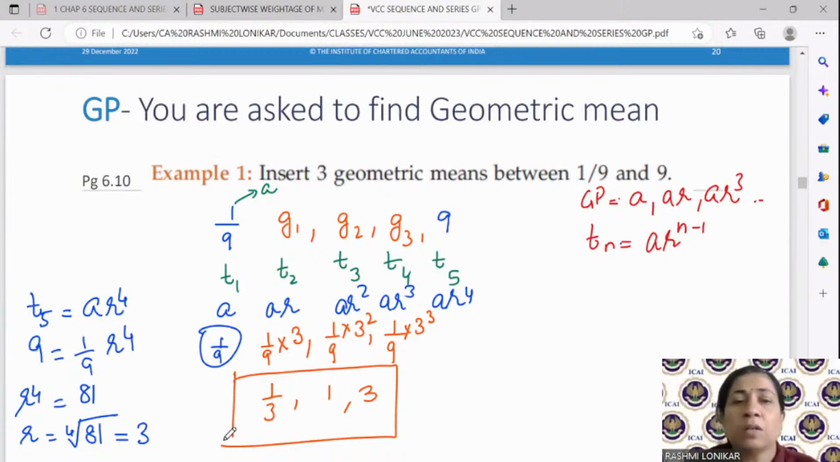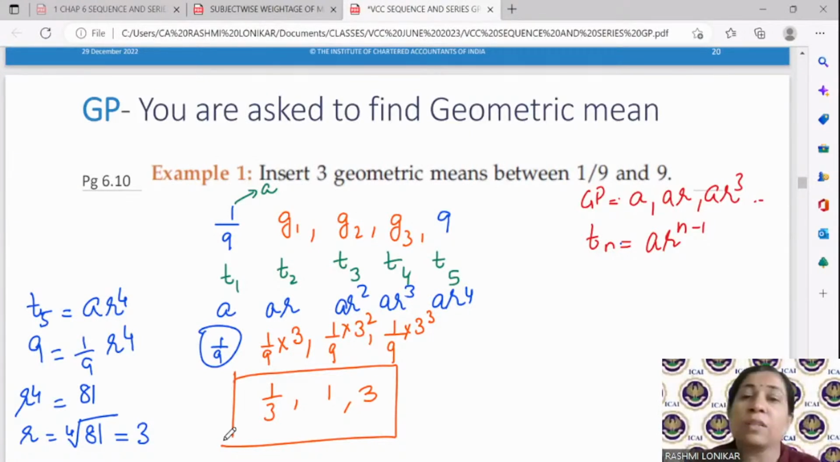Okay, this sum. So I have to insert three geometric means. So I write down the two terms that are given to me, 1 by 9 and 9. I need three terms. So G1, G2, G3. Okay, three geometric means. But these all should again be in a GP. Once I have inserted the geometric means, then the original numbers and the geometric means should again be in GP. So how do I ensure that? I ensure that by writing AR square, AR cube. So I must now find the new R, the new common ratio that is going to make this sequence into a GP.